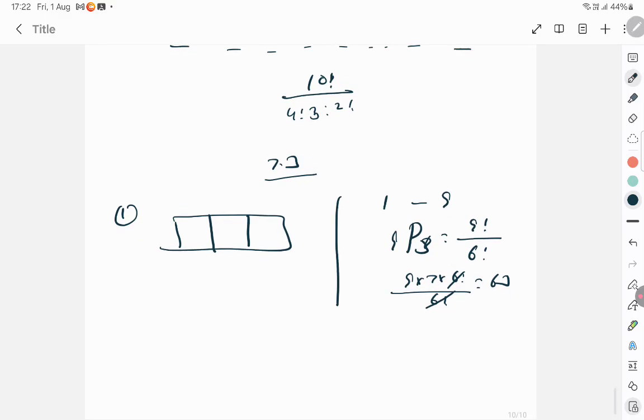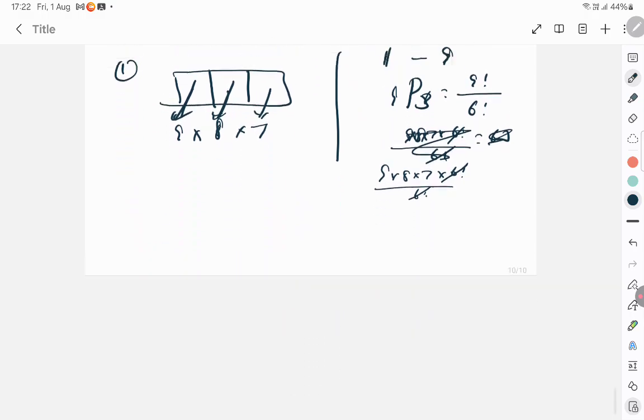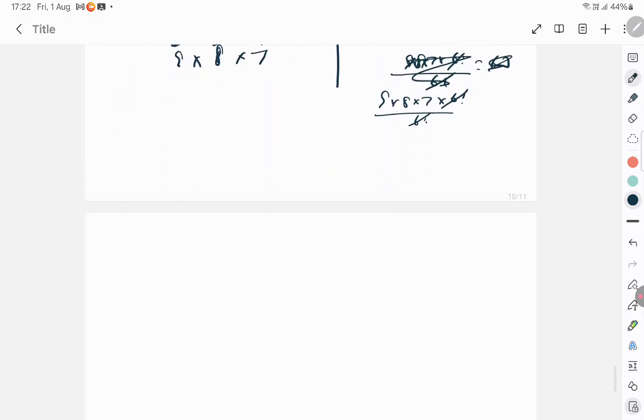Or alternatively, 1 to 9 is 9 letters. This can be done in 9 ways. Okay, sorry, I forgot 8 here. Sorry. 9 into 8 into 7. So 9 into 8 into 7 into 6 factorial by 6 factorial. So right answer. Or this can be done in 9 ways, this can be done in 8 ways, this can be done in 7 ways. Multiply this, either way you get the answer. You can choose to do whichever way you want.